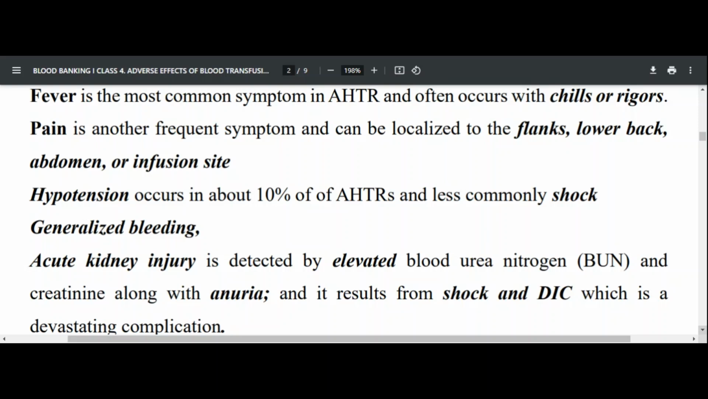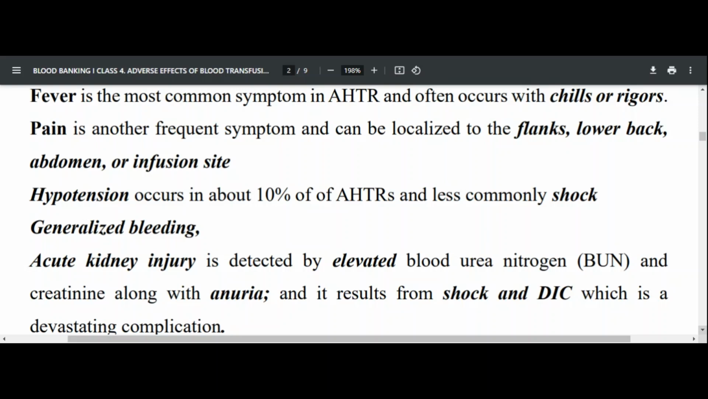If this happens, it is a devastating complication when DIC and shock happen following acute hemolytic transfusion reaction. Sometimes I used to read ACP questions, and the way they ask, because most transfusion reactions manifest in the same symptoms and signs.